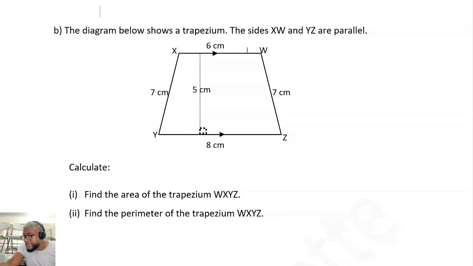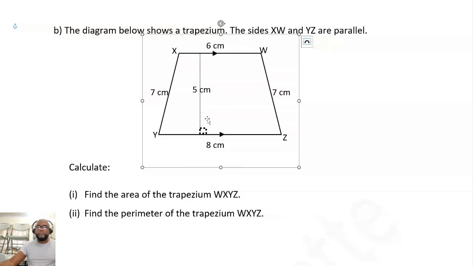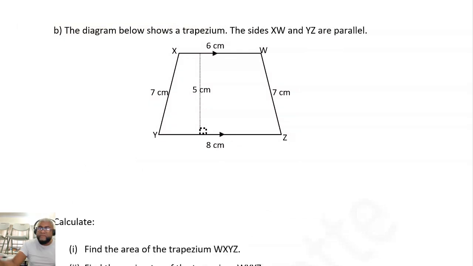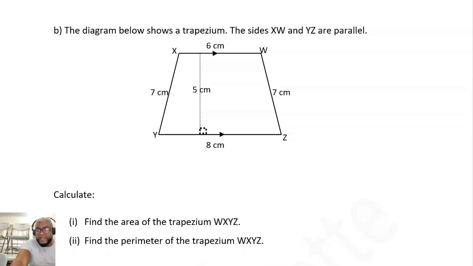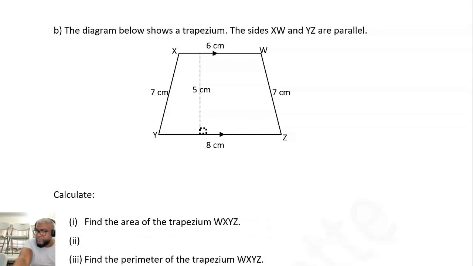I simply asked Empress, what is XW? That's all I asked. What is XW, Empress? 6 centimeters. So if you were listening to me, you would have heard that because it wasn't a hard question. So we have XW 6 centimeters, and then we have YZ is 8 centimeters. They want the area of my trapezium.